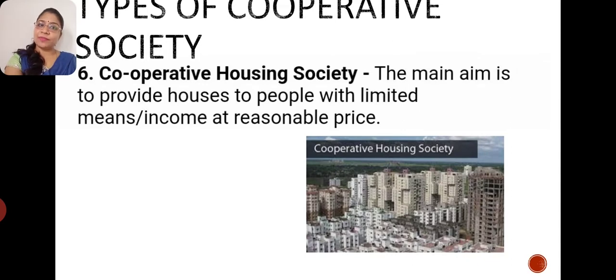Next comes cooperative housing society. You have already seen, when you pass through any residential area, you will find a cooperative housing society, for example Chaitanya Cooperative Housing Society or many others. What is their main aim? Their main aim is to provide houses to people with limited means or income at a reasonable price. So this is how you can also purchase your own house by joining a cooperative society.